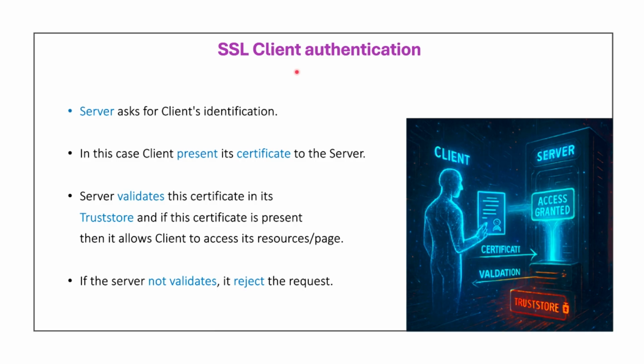In this case, when we open the web UI, client presents its certificate and server validates, and server finds in its Truststore if it is a valid customer, it is a known customer, then it allows the access to the server. This configuration is called mutual TLS. Both client and the server validate each other.